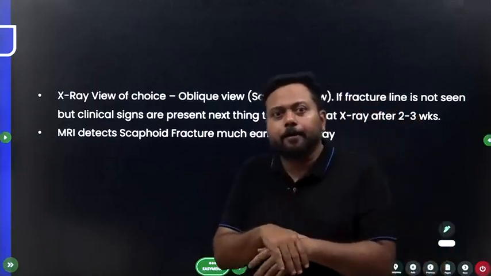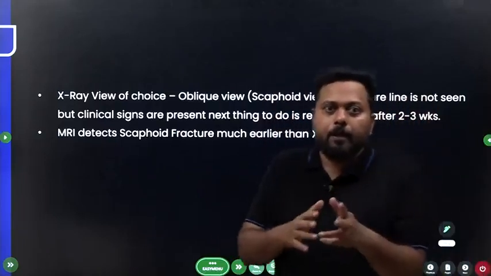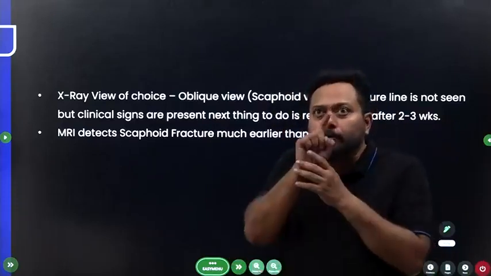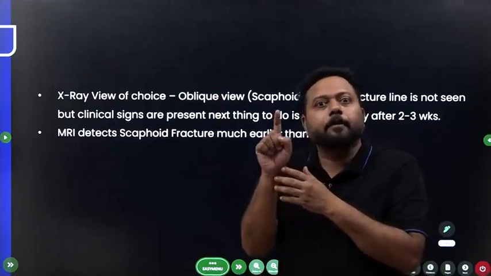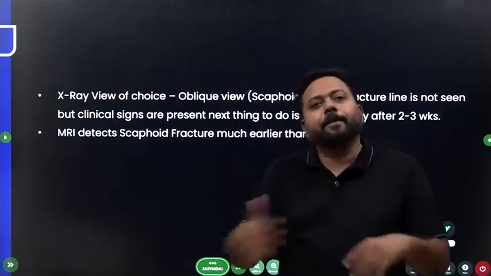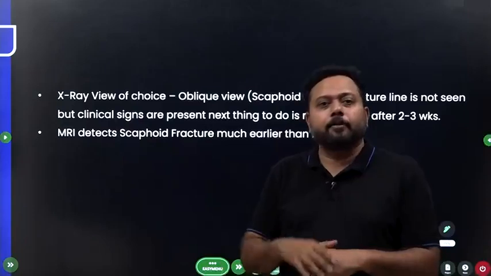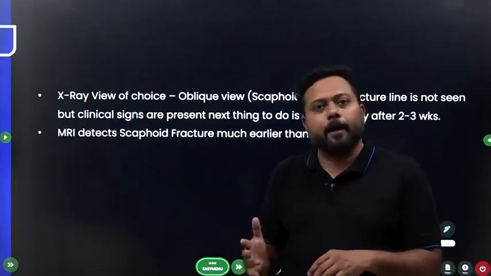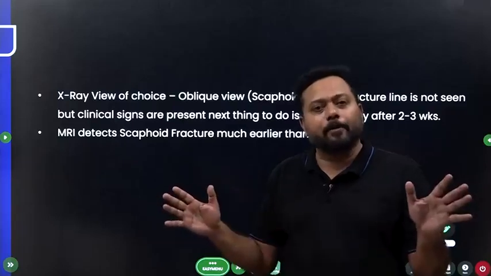Clinically, you are suspecting scaphoid, the X-ray is not showing it, just treat it like a scaphoid fracture. Repeat the X-ray after 3 weeks. Look for any healing fracture line. If there is a healing fracture line, leave the cast for 10 weeks. So 3 weeks later you repeat, and leave it for another 7 weeks. Then remove the cast. Everything will be all right.